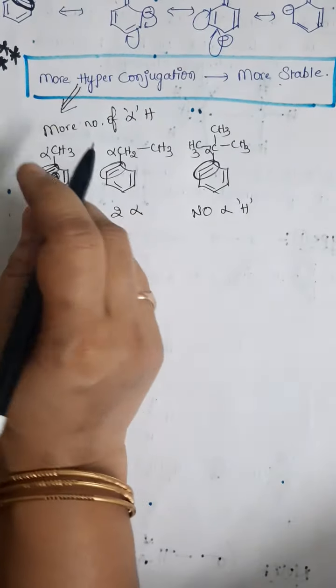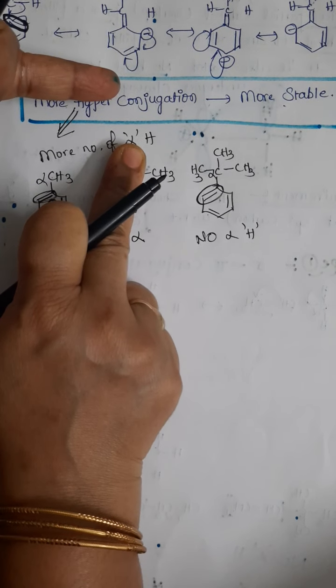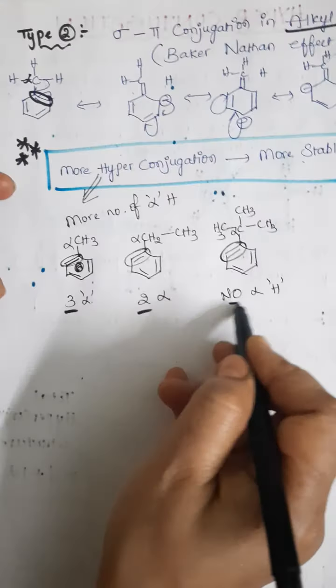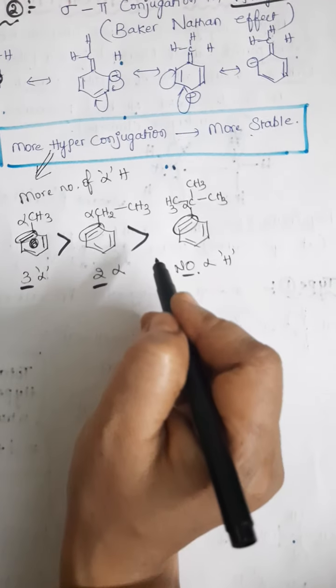So among all of these, which one is more stable? As the number of alpha hydrogens increases, hyperconjugative structures increase, and stability increases. Where is the more number of alpha hydrogens? First one. That's why first is greater than second, second is greater than third.